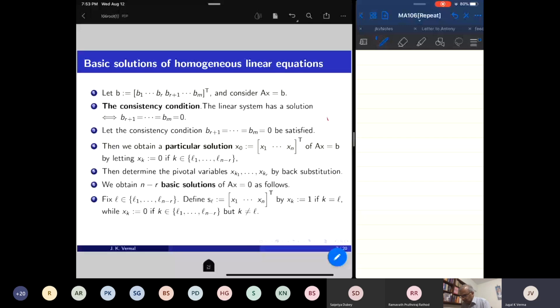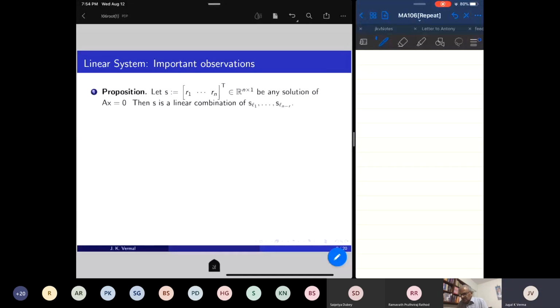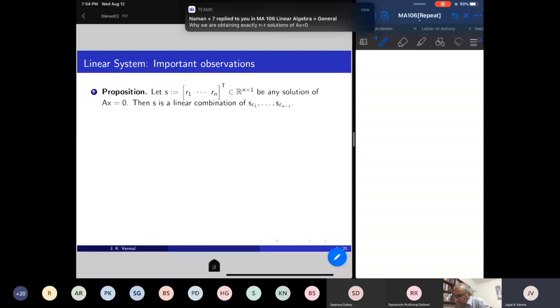But this is the algorithm that I'm specifying to find particular solutions. We give value 1 to a free variable and value 0 to the other free variables. The non-free variables, which correspond to pivotal columns, are anyway going to be determined by the values of the free variables. So we can find these n minus r solutions SL. Okay, and so this will lead to n minus r solutions, and these are called basic solutions of Ax equal to 0. Why are we obtaining exactly n minus r solutions of Ax equal to 0?